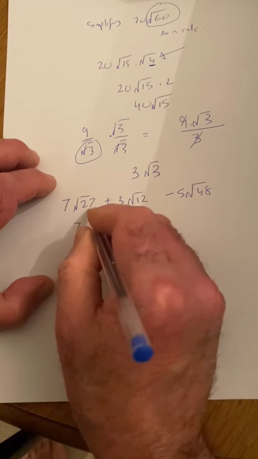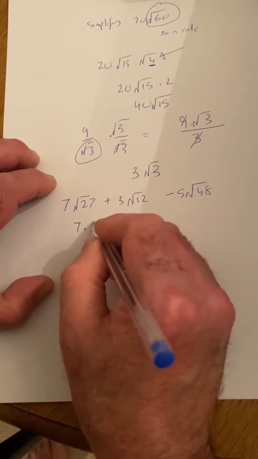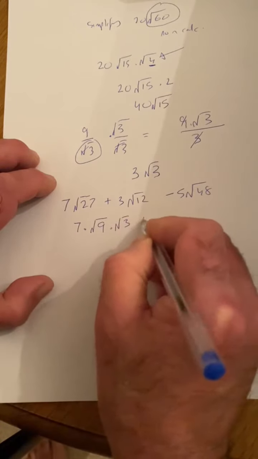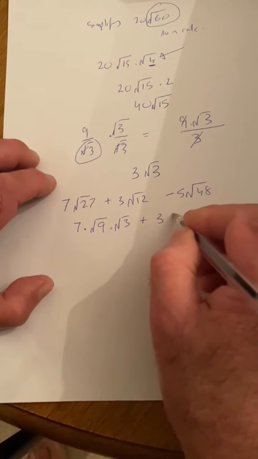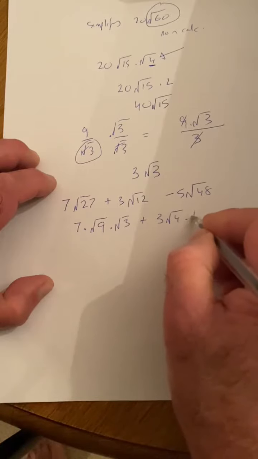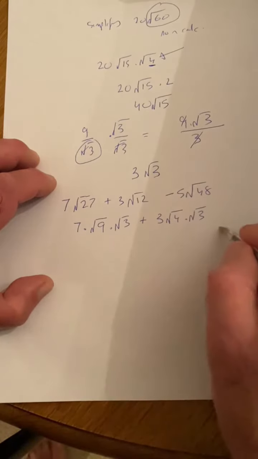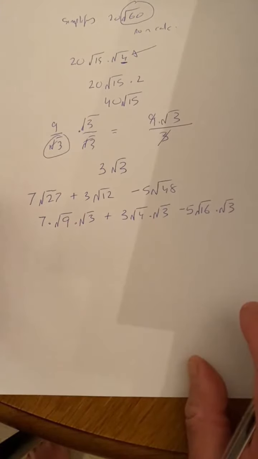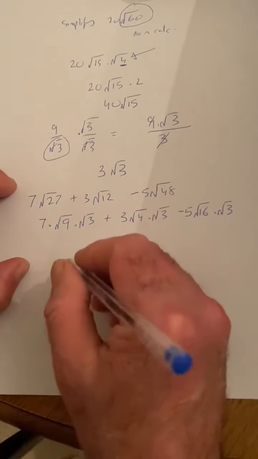7 into, well, 9 times 3 will give you 27. So we've got square root 9 into square root 3 plus 3 into what now? We can do square root 4, because that's a square number, into square root 3, because these two together will give you square root 12. Minus 5, and what two numbers multiplied together will give 48? Well, 16 and 3, that's also a square number times 3, okay? So that's the trick here, to find these square numbers, because that's where you're going to simplify it.